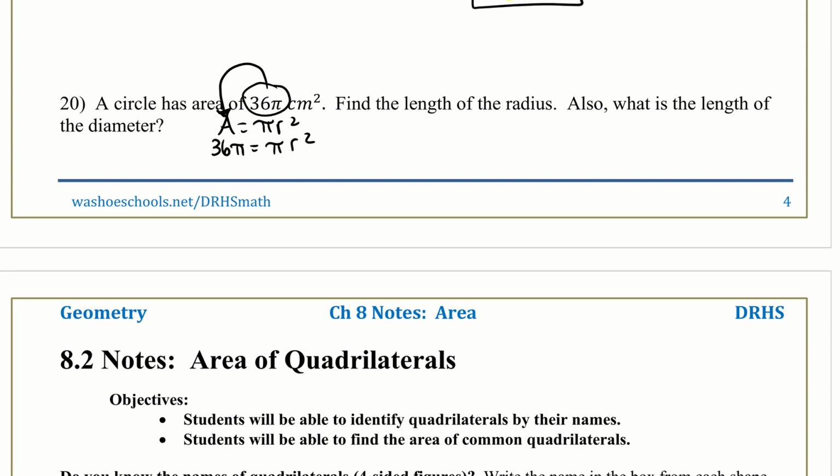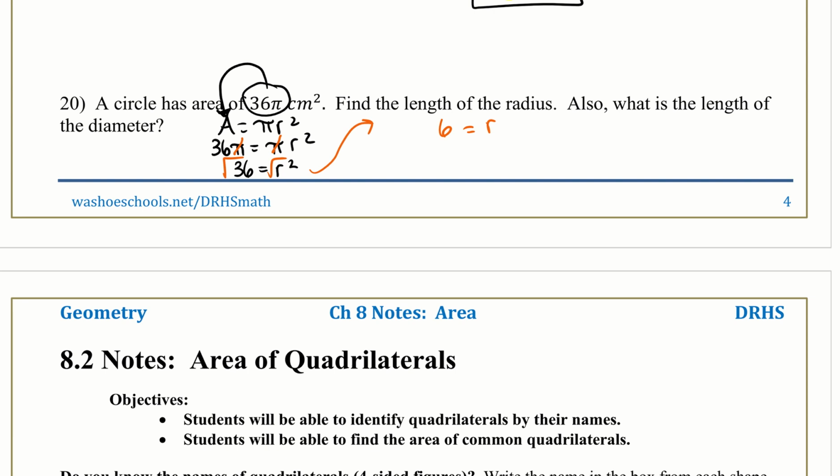Well, you might remember that in algebra, if you have the same thing on both the left and the right side, that they balance each other out and you can cancel them out. So I'm going to cancel out the pi's, and I'll get 36 is r squared. And now I have an equation I want to solve. When I solve this, the radius is going to be 6. Now, technically, when we square root both sides, we get plus or minus, but we don't use negative lengths. So I'm just going to say 6.